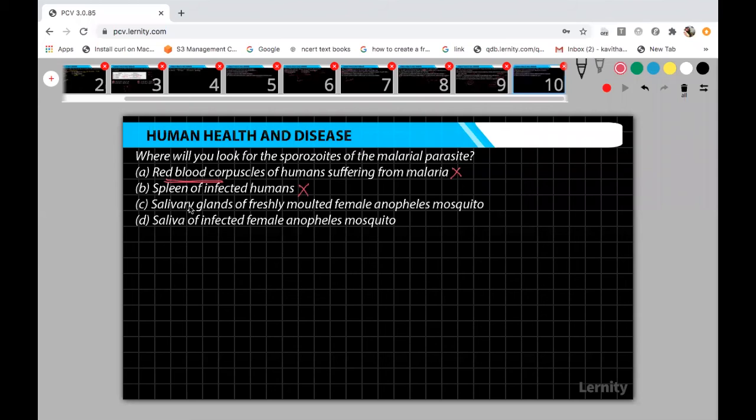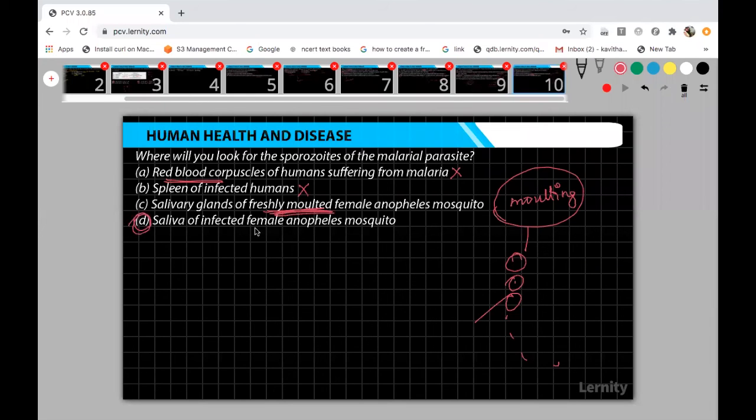Yes, actually in the salivary glands of the mosquito, but not in the freshly molted. Freshly molted means the one that has turned into an adult organism. You know what the molting process is? You would have studied molting in the cockroach. Molting means during metamorphosis, it will attain some stages, and each of these is called the molting process. Okay. Saliva of the infected female Anopheles mosquito.